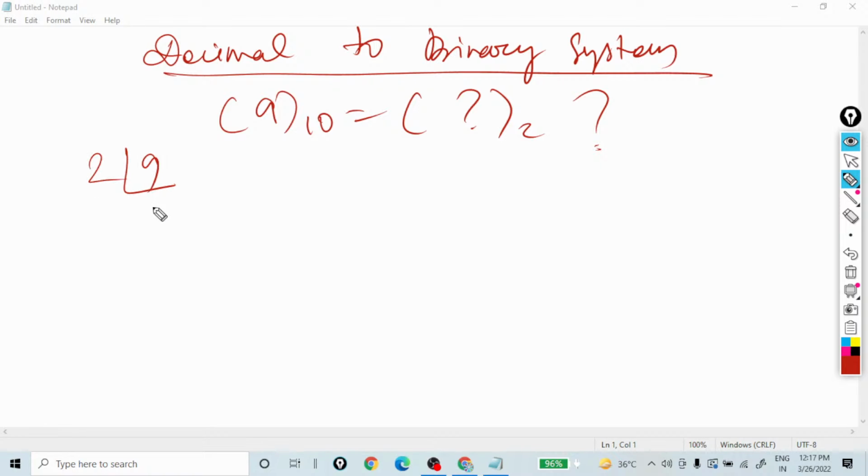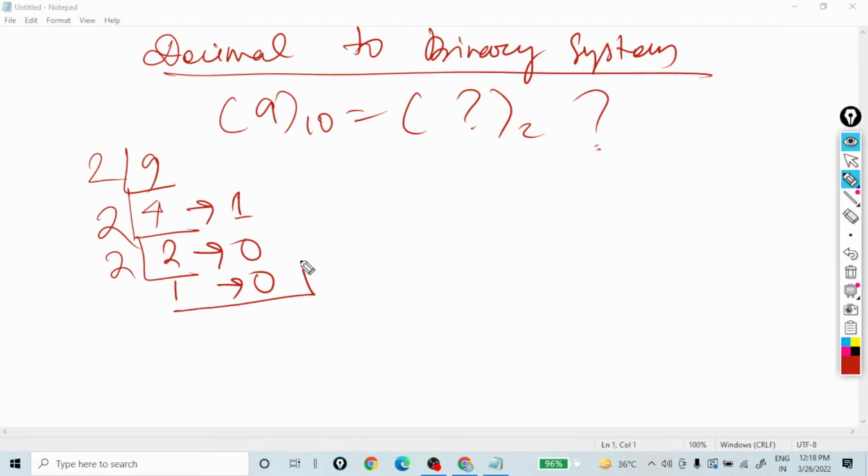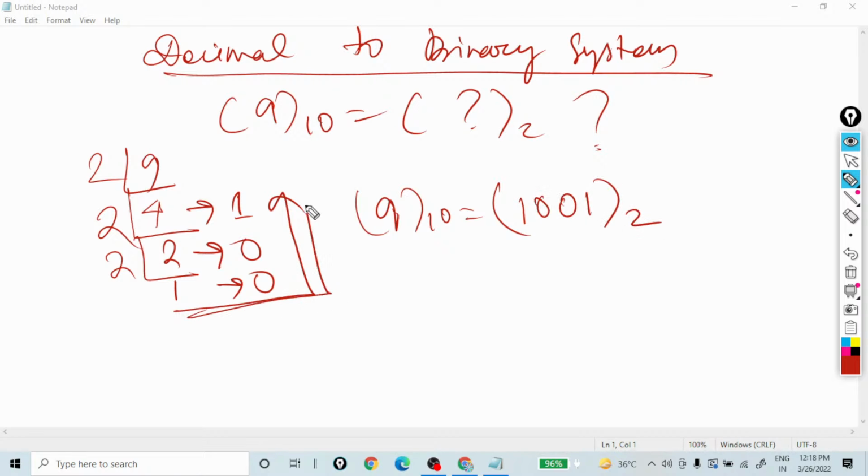9, here it will be 2. Then 4 into 2 equal to 8, so remainder will be 1. Then 2 into 2 equal to 4, so remainder will be 0. Then 1 into 2 equal to 2, remainder will be 0. And after that you will consider like this. So decimal 9 is equal to, you take the remainders from the last digit, that is 1 0 0 1. From this direction to this direction, 1 0 0 1 will be the binary number of decimal number 9.